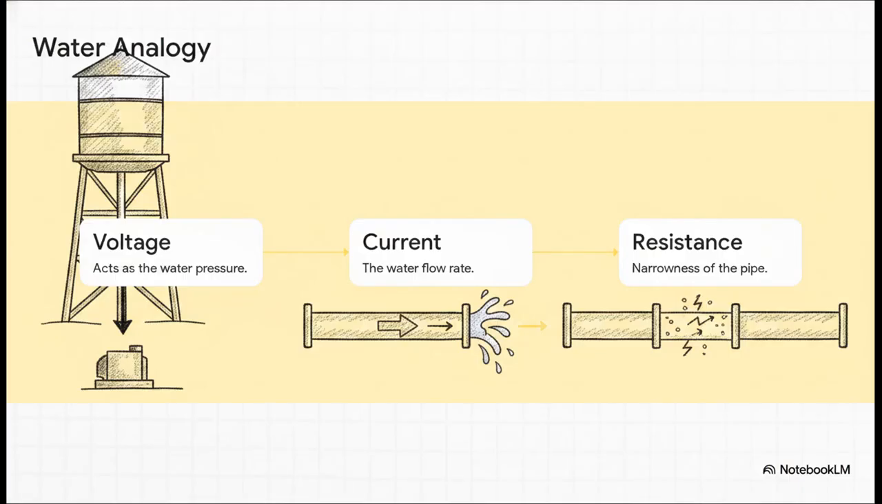Because we literally can't see electrons, let's use a water pipe analogy. This perfectly translates abstract math into physical stuff you can picture right now. Step 1. Voltage is your water pressure, like the heavy force in a water tower pushing down. Step 2. Current is the flow rate, how much water is actually pouring out the end. And Step 3 introduces our final element, resistance. Resistance is simply the narrowness of the pipe itself.